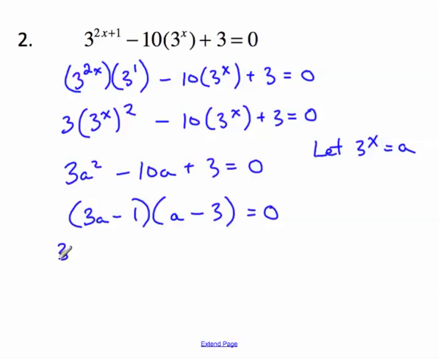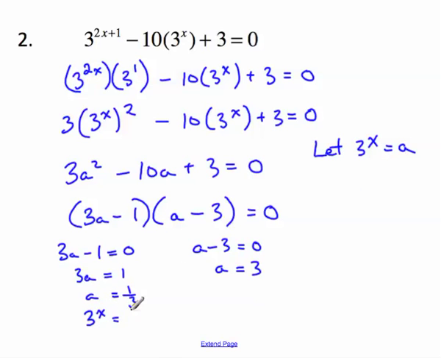Well, that means either 3a minus 1 is equal to 0, in which case 3a is equal to 1, or a is equal to a third, or a minus 3 is equal to 0, or a is equal to 3. Now we're not done there, however. We need to substitute 3 to the power of x back in, so 3 to the power of x is equal to a third, and solving that exponential equation gives us x is equal to -1. So that's one of our solutions.